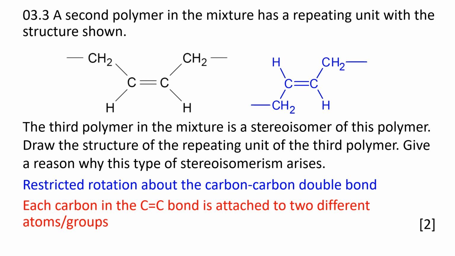EZ isomerism can occur in some alkenes. This is a type of stereoisomerism. There is restricted rotation about the carbon-to-carbon double bond. For EZ isomerism to occur, each carbon atom in the carbon-carbon double bond must be attached to 2 different atoms or groups.